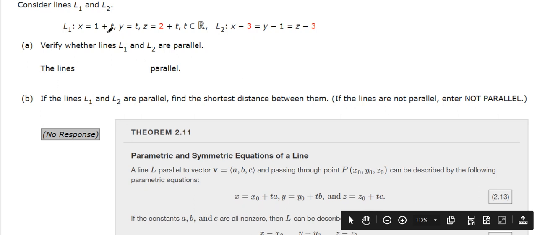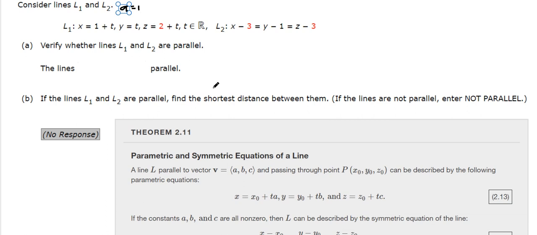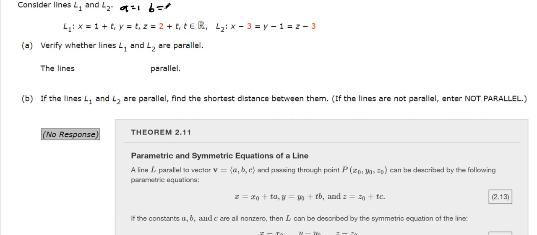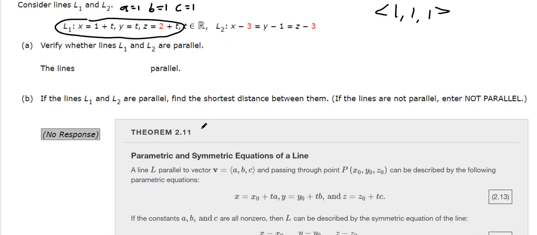Here the coefficient of t is 1, so A equals 1. I've got that from this part of the formula. The coefficient of t when we're dealing with y is 1 as well. There's no number in front of t, so it's 1. And then C is 1. So if we examine the vector 1, 1, 1, then L1 is parallel to that vector according to theorem 2.11.